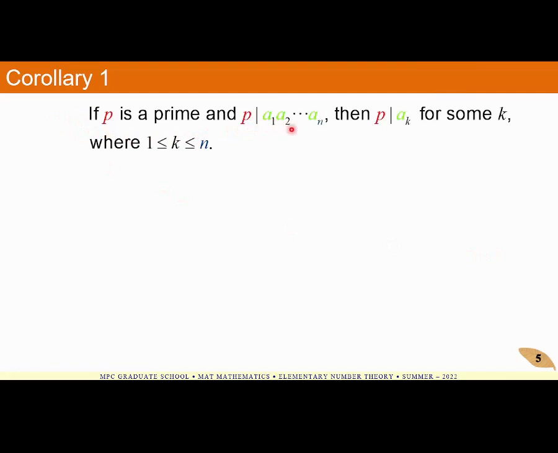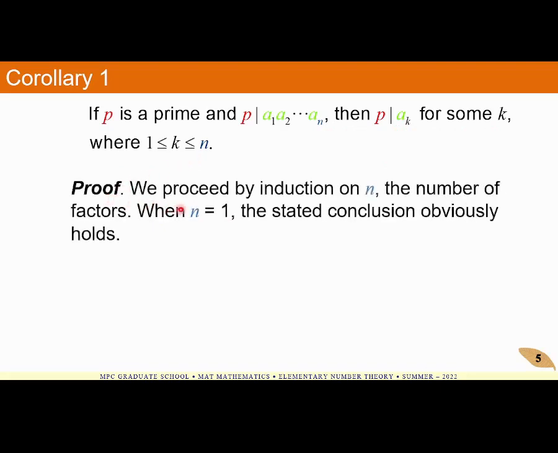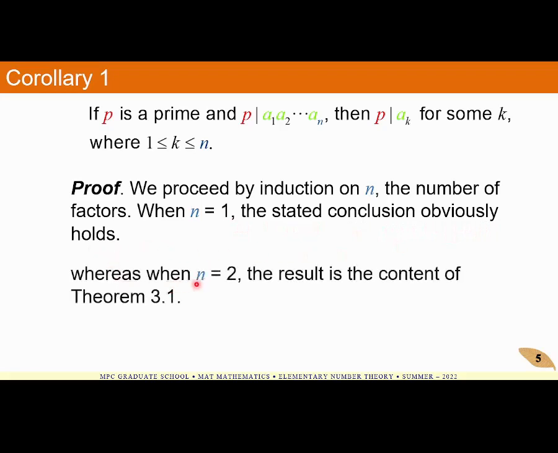For Corollary 1: if p is a prime and p divides the product a sub 1 times a sub 2 up to a sub n, then p divides a sub k for some k, where k is greater than or equal to 1 but less than or equal to n. Our proof is, we proceed by induction on n, the number of factors. When n is equal to 1, the stated conclusion obviously holds. When n is equal to 2, the result is the content of Theorem 3.1.